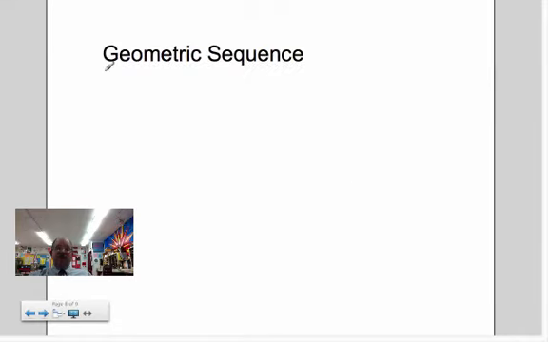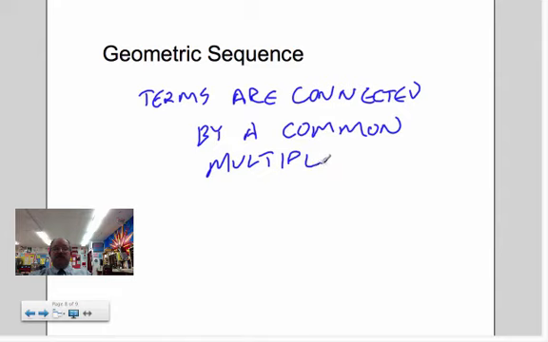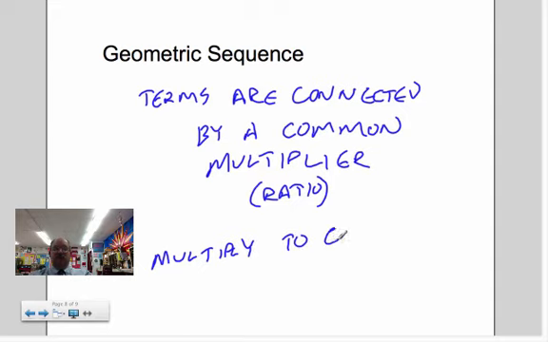This type of sequence is called a geometric sequence. Okay, and in this one, the terms are connected by a common multiplier. And you might hear the word ratio instead. They have a common ratio between the terms. Okay, so we multiply to get the next term.